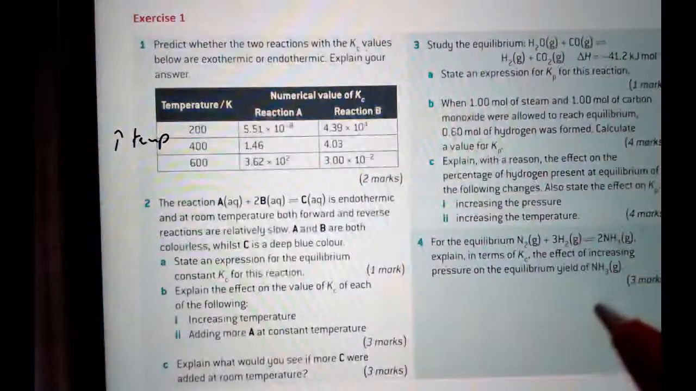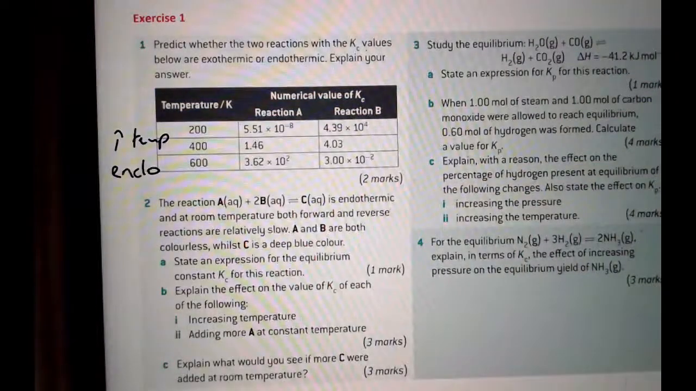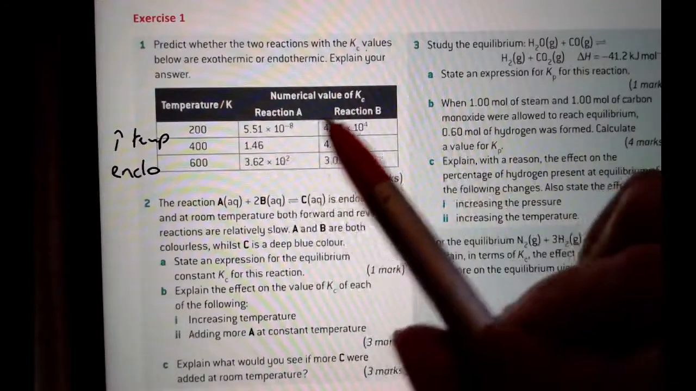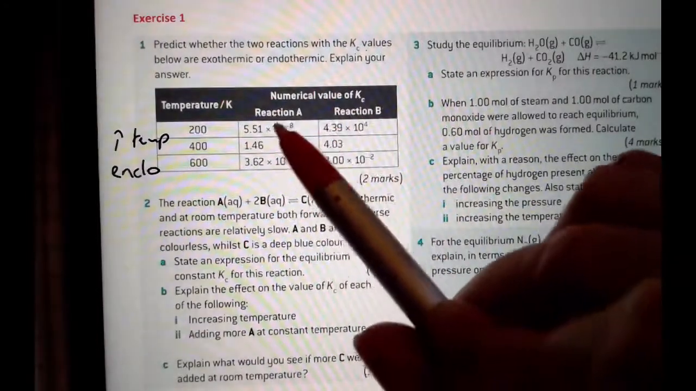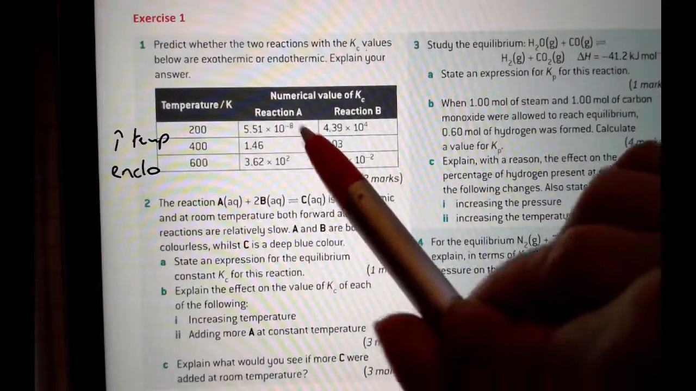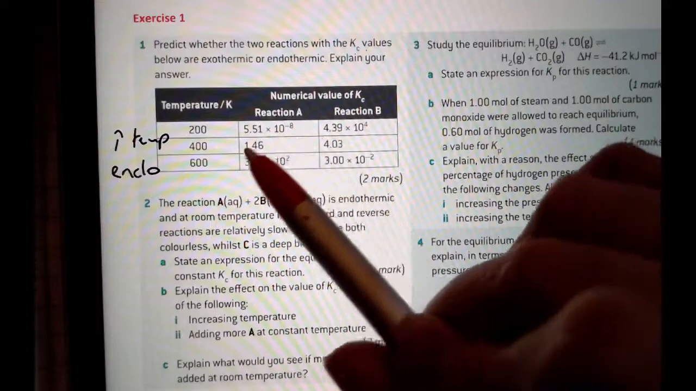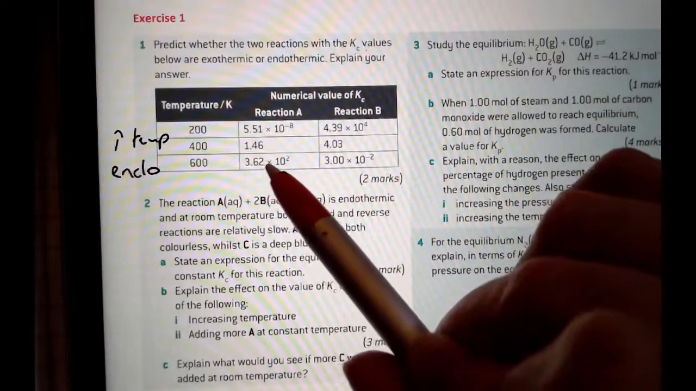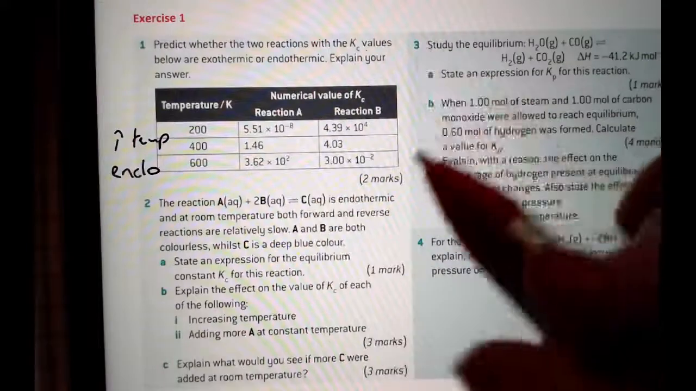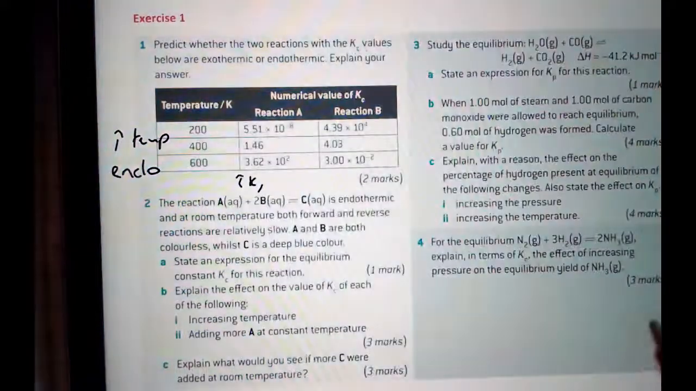All right, so I can see that I have got an increase in temperature. I'm going from 200 to 400 to 600 Kelvin. And I know if I've got an increase in temperature, well then that's definitely going to favor the endothermic reaction. For reaction A, this might not be immediately obvious to you when you first look at it, but my values of K are increasing. Over here, I've got 5.51 by 10 to the minus 8, so that's a very small number. Then I've got 1.46, and then here I've got 3.6 by 10 to the positive 2. So these numbers are increasing. I'm getting increasing values for K.